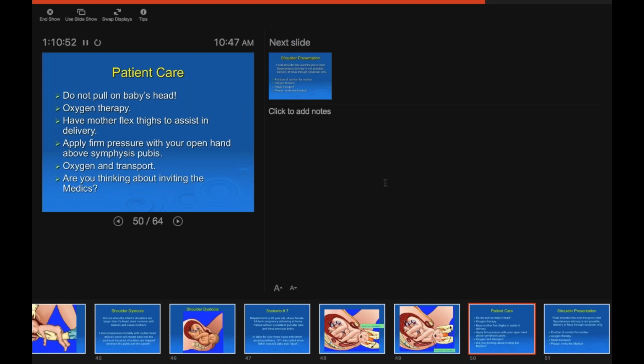Please do not pull the baby's head. You don't yank it out, right? Give oxygen therapy, and have the mother flex the thighs to assist in delivery. Remember, flex. Apply firm pressure with your open hand above the symphysis pubis. Apply firm pressure, right? And call for ALS, oxygen and transport.